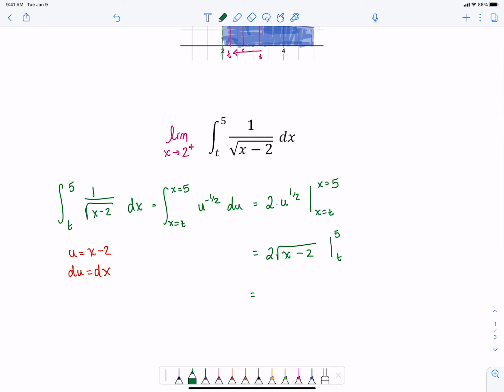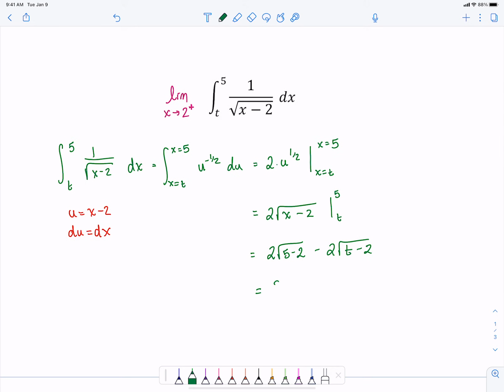And then again, using the fundamental theorem of calculus, we'll get 2 times the square root of 5 minus 3. Oh, 2, sorry, my brain worked a little faster than it should have, and I kept turning things into 3s here. There we go. That should also be a 2. And then minus 2 times the square root of t minus 2. So this simplifies to be 2 times the square root of 3 minus 2 square root of t minus 2.